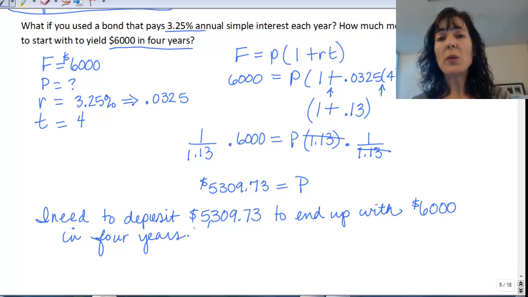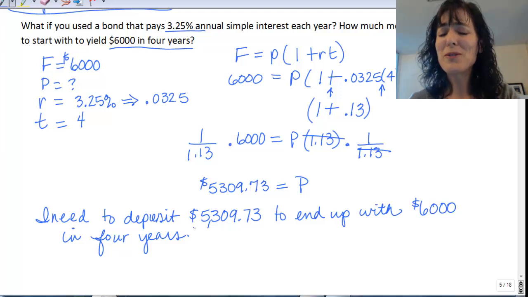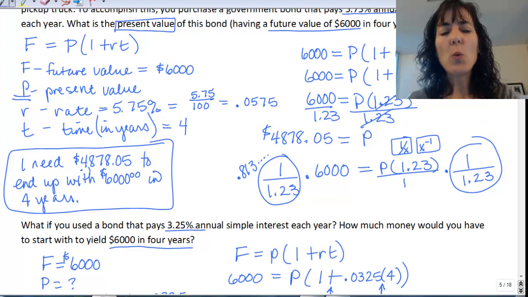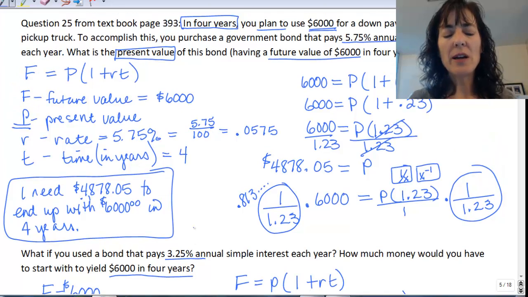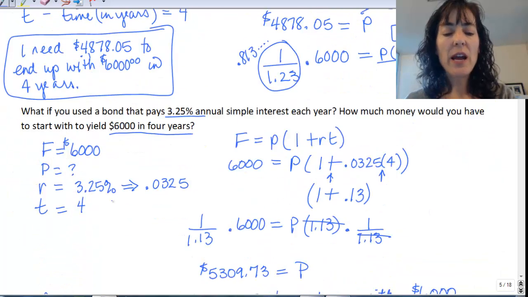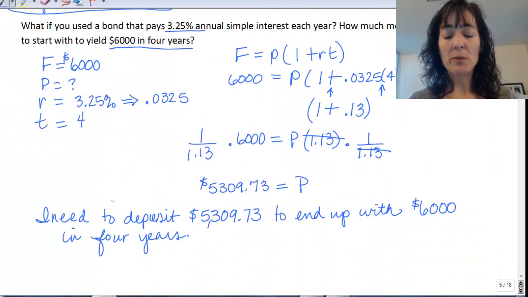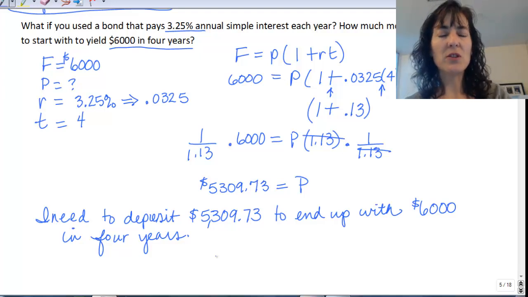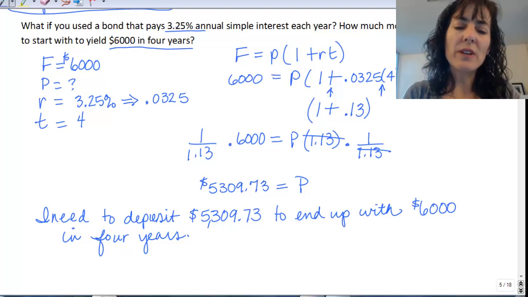Okay, so that begs the question, what's going on here? We're trying to end up with $6,000 both ways. One way, the first way that we looked at, we needed less than $5,000. In fact, it was about $125 less than $5,000. And when the interest rate changed, we suddenly need like $300 more than $5,000. So it's about $500 difference for 4 years only.